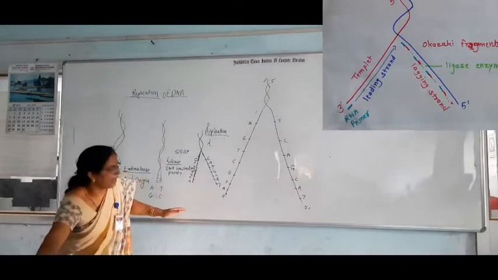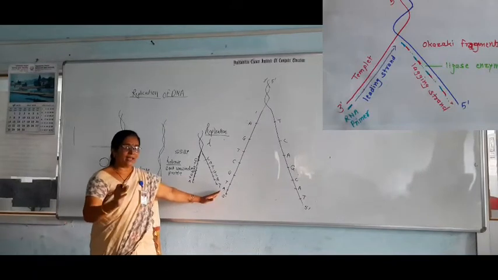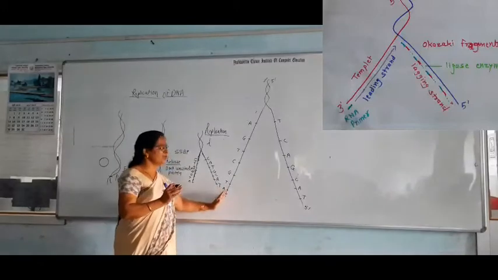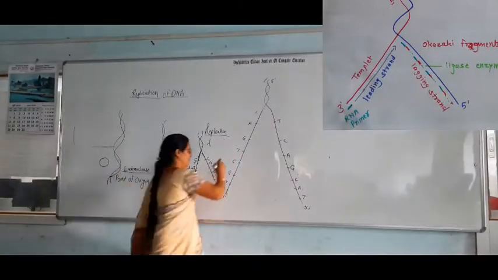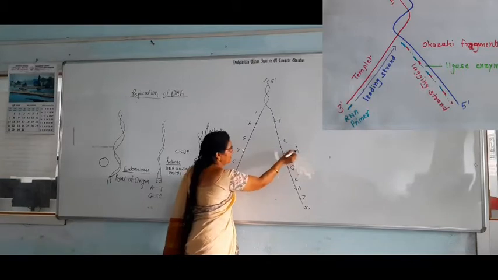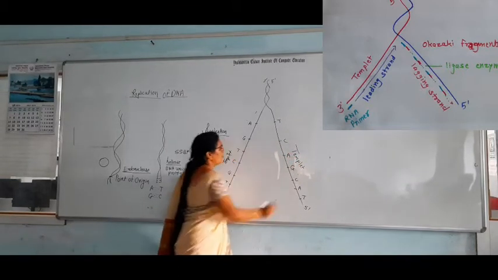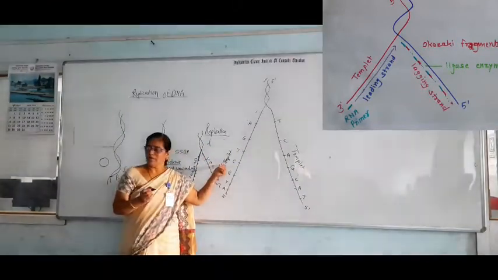With the help of the two anti-parallel strands, the new strand is produced. Replica means exact copy of DNA. New strands are produced on the original strand. This strand is called the template. Here it is called the template. Here it is also called the template. Why is it called the template?